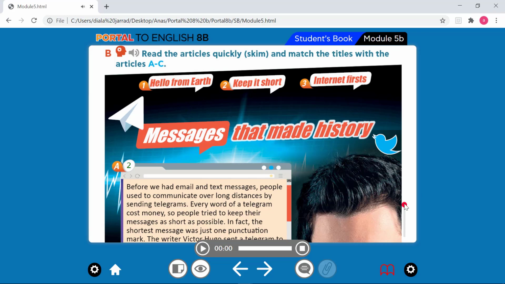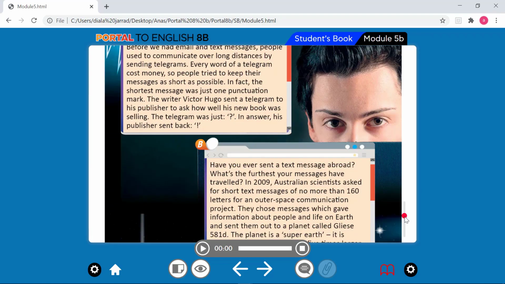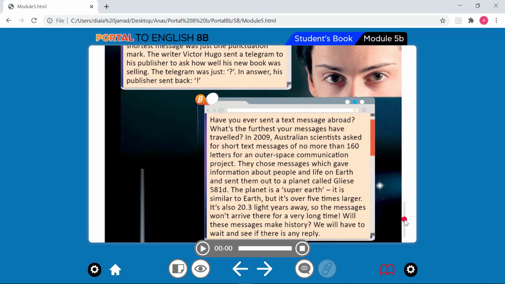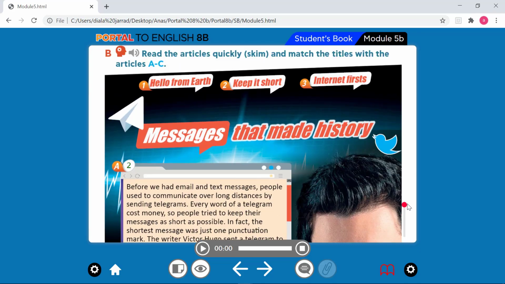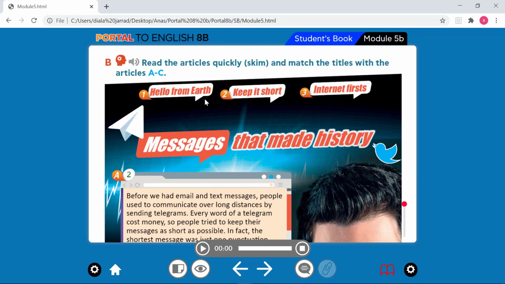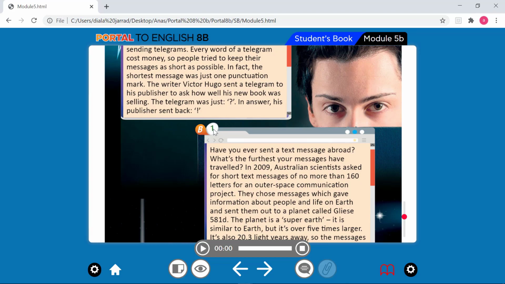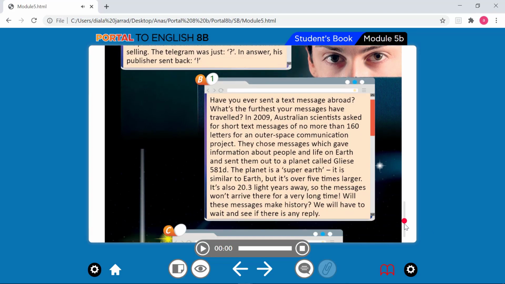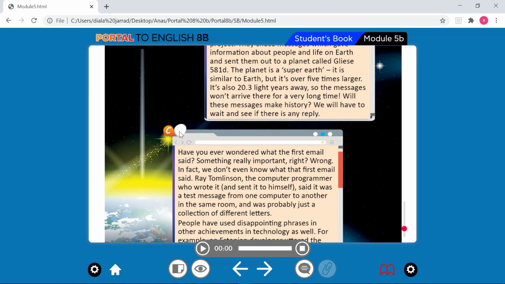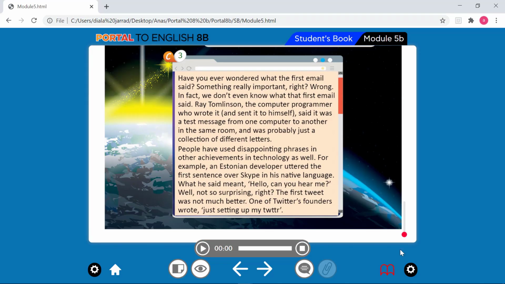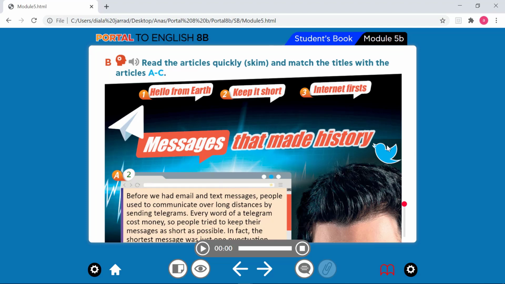Number 2. And number 1, have you ever sent a text message abroad? They are sending messages to a planet out of the Earth, so hello from Earth, number 1. And sure, number 3 is about the internet firsts.